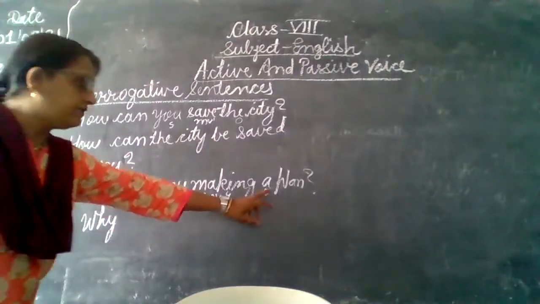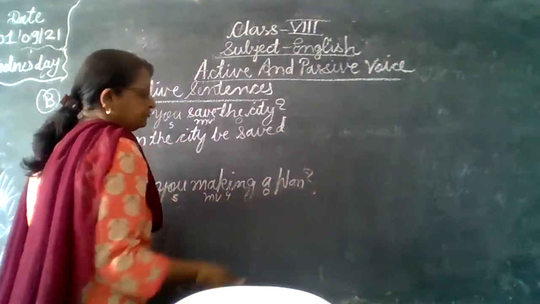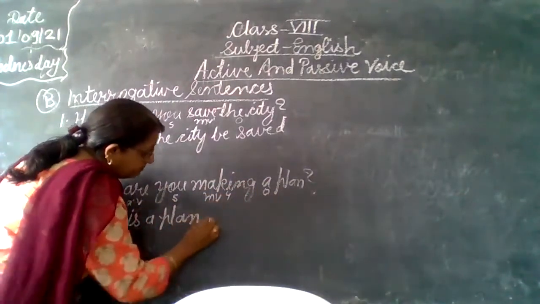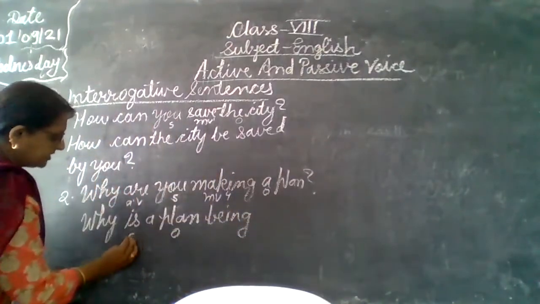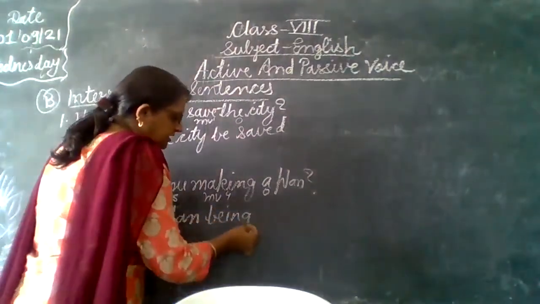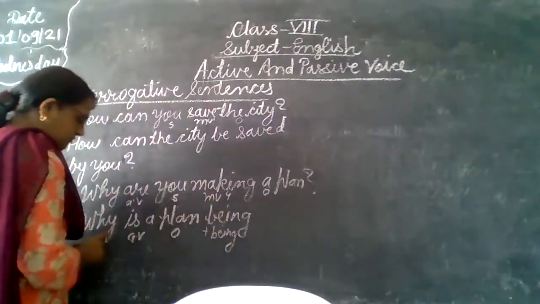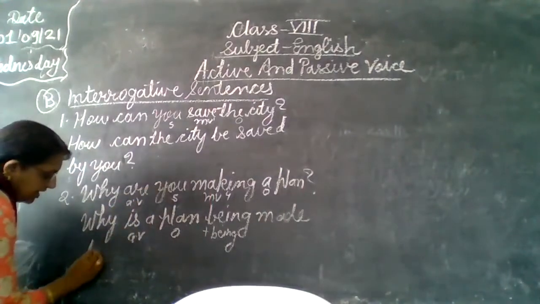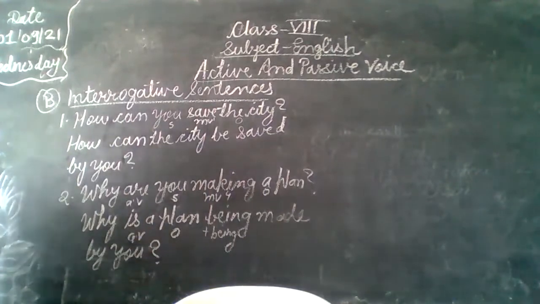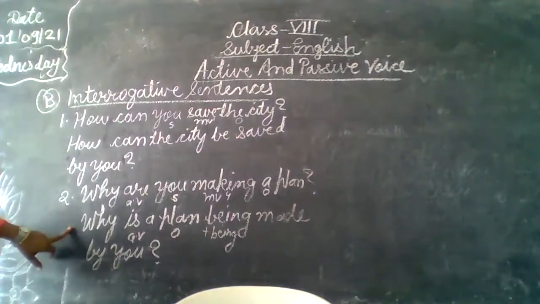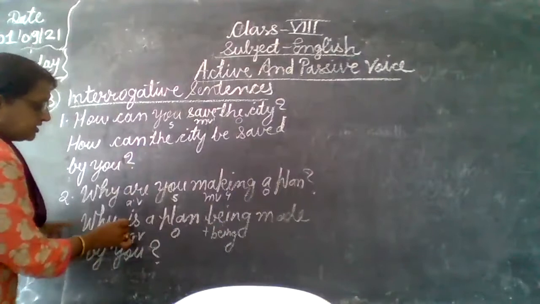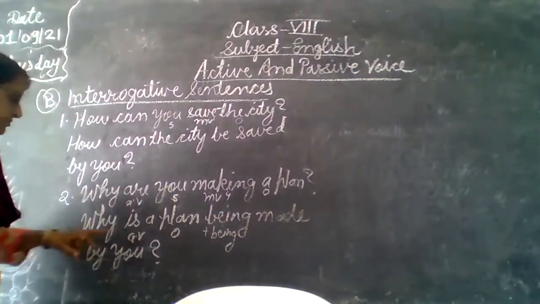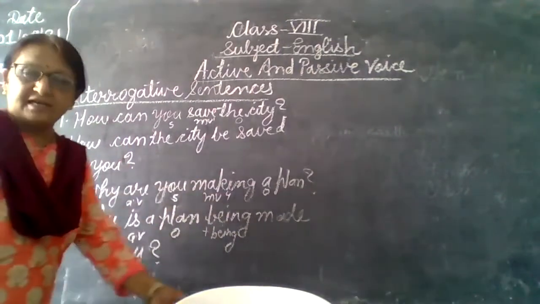Now, since it is an interrogative sentence, we will first take the auxiliary verb depending upon the object. Here the object is singular, so we will use is, then the object, a plan, and we will add being after the object, because it is the continuous tense. Then the main verb in the third form, make will change into made, by you. Why is a plan being made by you? Again, the WH word as it is, we will take it in the answer. Depending upon the object, we use the auxiliary verb, and since it is continuous, being is used after the object, main verb in the third form, and by plus the subject. Why are you making a plan? Why is a plan being made by you?